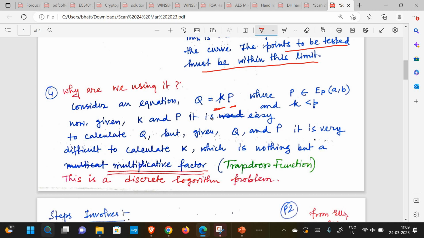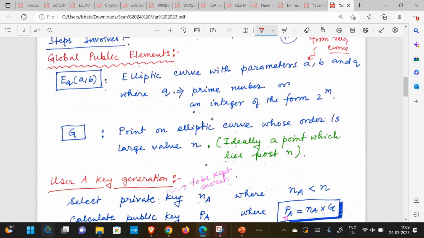Especially given the fact that we are doing the elliptic curve arithmetic over here. So the same reason, just like we had for ElGamal as well as for the DH, the same logic applies over here. That's a trapdoor function and it's a discrete logarithm complexity. That's why we are using it. Alright. Now see the process. Very simple. It's just a process that is involved and we'll solve a numerical also. So please see this carefully.